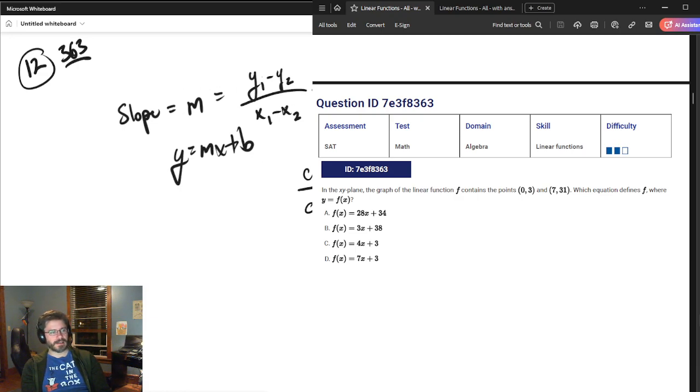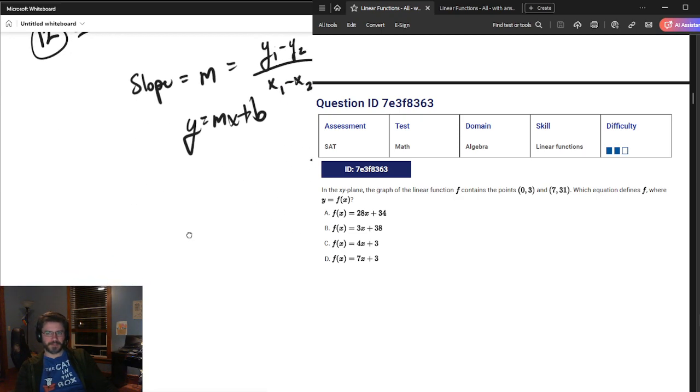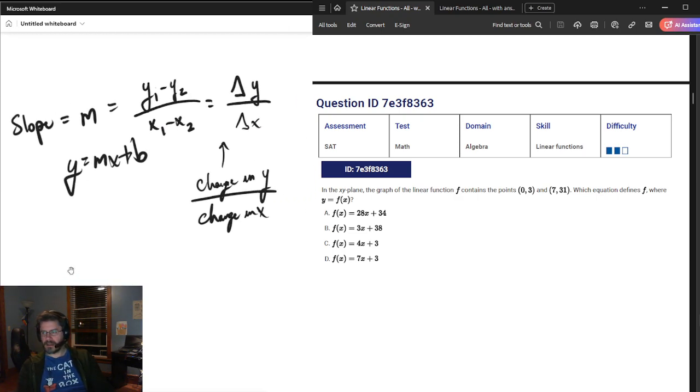It would be wise of every student to memorize these definitions. Slope equals m in mx plus b, which is y1 minus y2 over x1 minus x2, which is the same thing as delta y over delta x, or change in y over change in x. These are all different ways to say the same thing. So using that definition, change in y, 31 minus 3, divided by change in x, 7 minus 0.